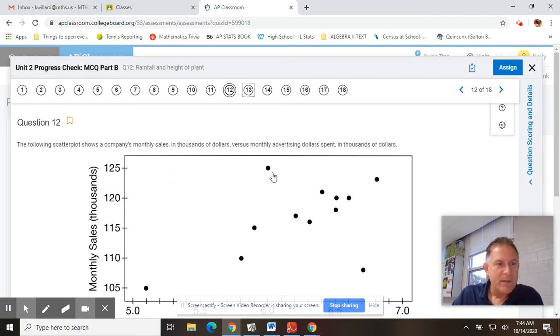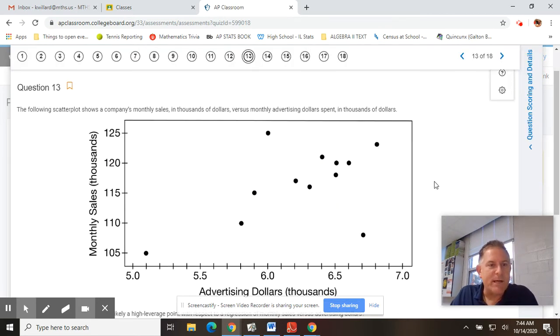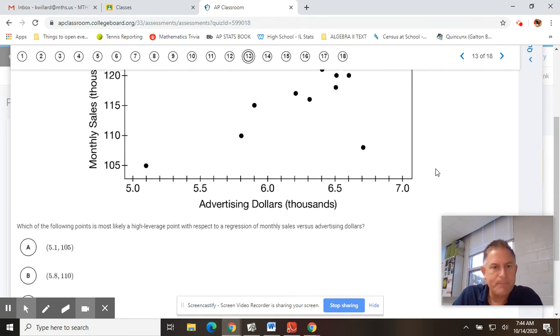That's my hope. 13. The following scatter plot shows monthly sales versus advertising dollars. Which of the following points is likely high leverage? You missed this one because you didn't know what that meant. We learned that yesterday or today, I don't know, it depends when you're in class. So which is high leverage?